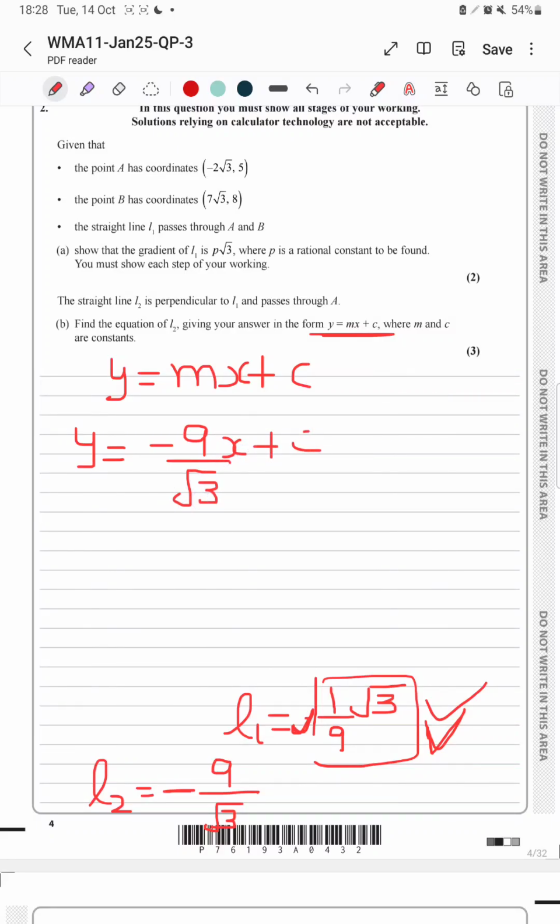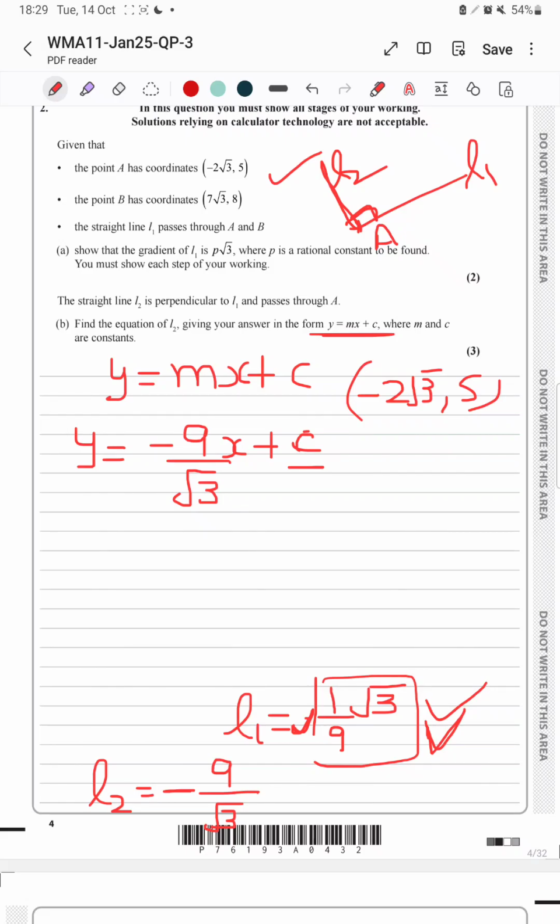To find the equation, I need to know one point also. They said the line is passing through A, because A is a point of intersection. Line L1 is also passing through it. Let's say this is point A, and line L2 is also passing through it. Okay, so we have to find the equation of this line, and to find c, I need to substitute this point negative 2 root 3 comma 5 in the equation.